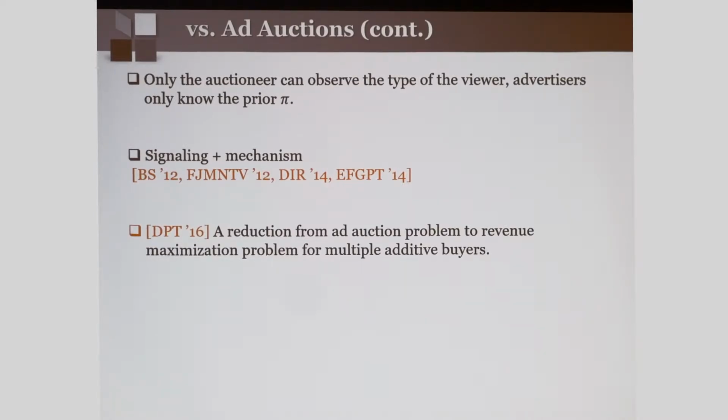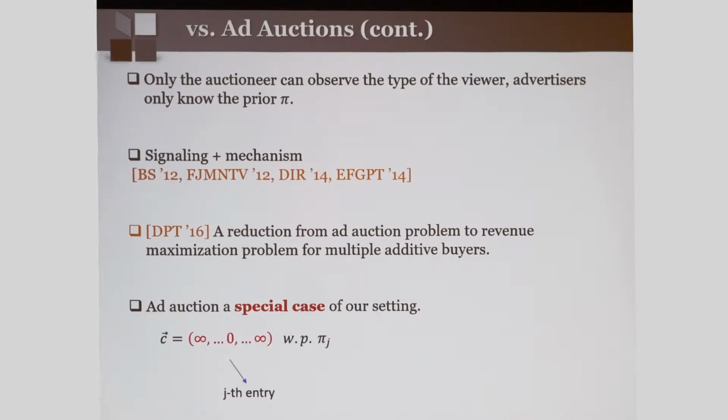The work of Cai et al. also works on this problem, but from a different perspective. They proved a reduction from the ad auction problem to the revenue maximization problem for multiple additive buyers, where the latter case is well studied. And we point out that this ad auction problem is a special case of our setting. We view each type of viewer as an item, and the cost distribution can be defined as follows: we have zero cost for the type of viewer that shows up and infinite cost elsewhere.